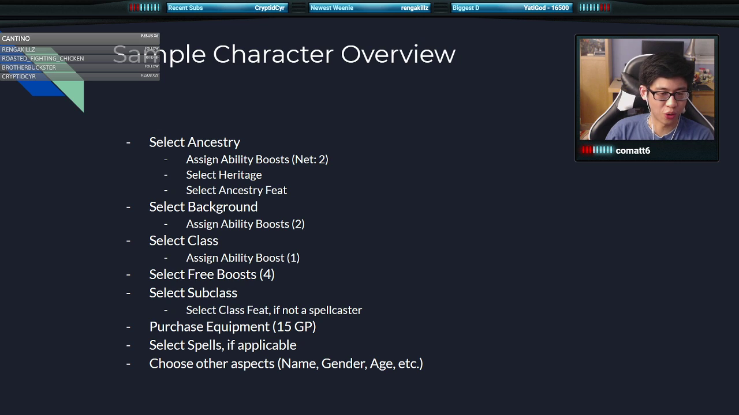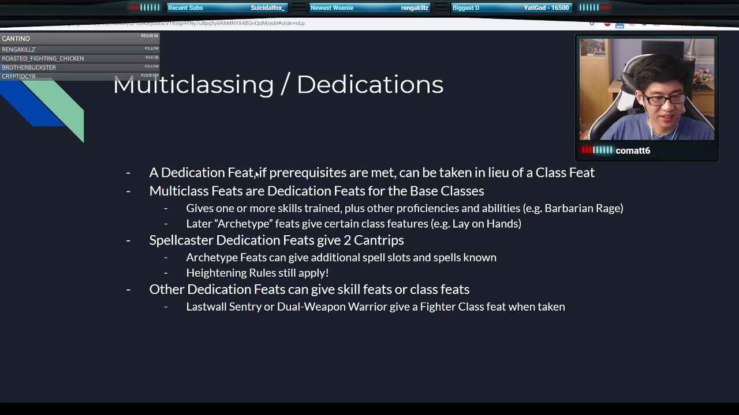So a caster would always get a bonus to their casting stat. So for instance, a druid would always receive a +2 bonus to wisdom. And then 4 free boosts thereafter, all of which must be to different stats. You must also select a subclass if possible, and then a class feat if you are a martial character.